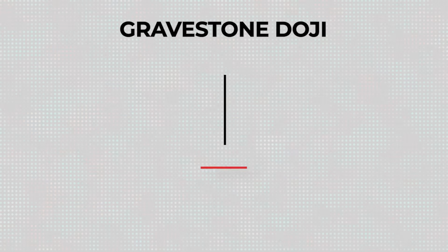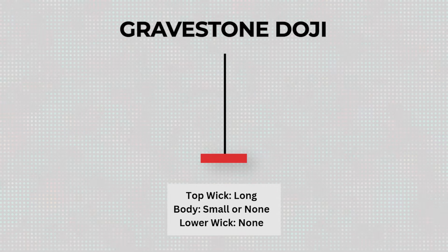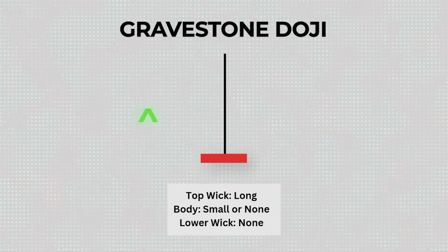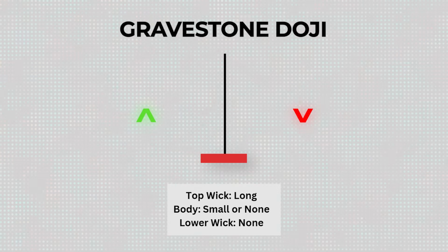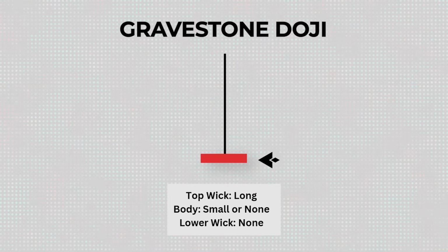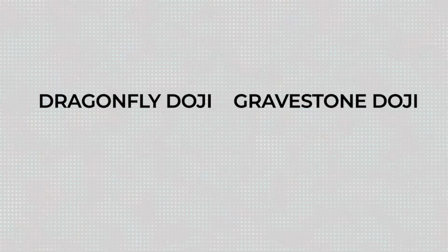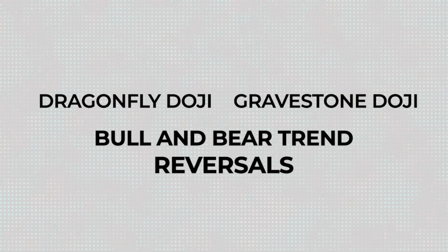The Gravestone Doji is the opposite of the Dragonfly Doji, with a long upper wick and little to no lower wick. It indicates that buyers push the price up, but the sellers took control, closing near the open. The open, low, and close prices are at or near the low of the period, with a long upper wick. We will discuss the Dragonfly and Gravestone patterns in more detail later on in the video when we start talking about bull and bear trend reversals.